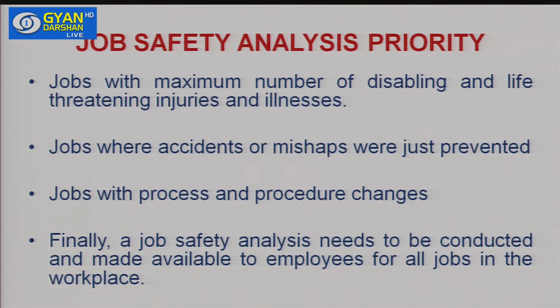Then the third one is the jobs with process and procedure changes. There may be certain jobs where certain processes are being used, but now these processes are outdated or are not required, then they will have to be replaced by new processes and the procedure will change. So these types of jobs come at number 3 on the priority list. And finally, job safety analysis needs to be conducted and made available to employees for all the jobs in the workplace. So the first 3 were there, and after that all the jobs will be taken up.